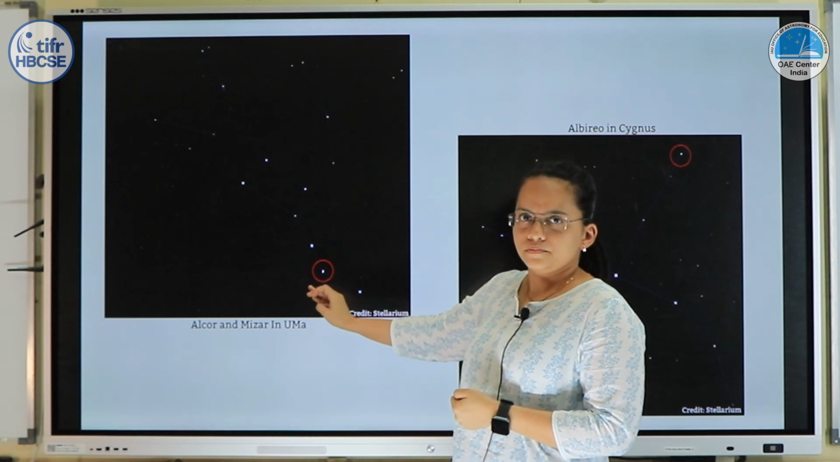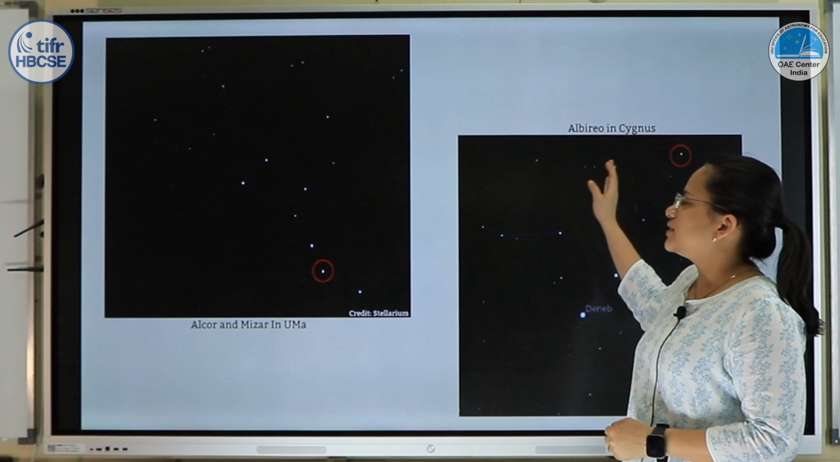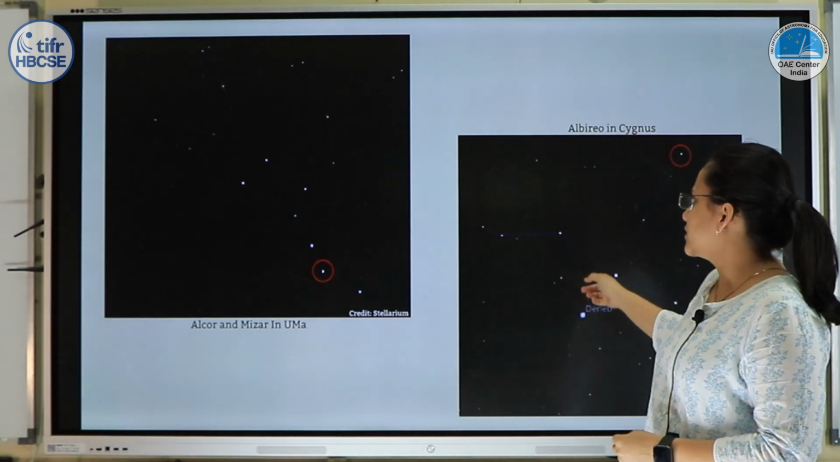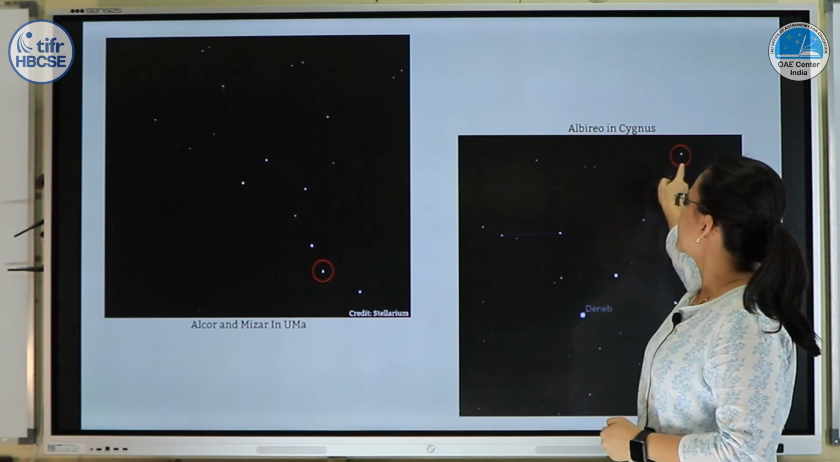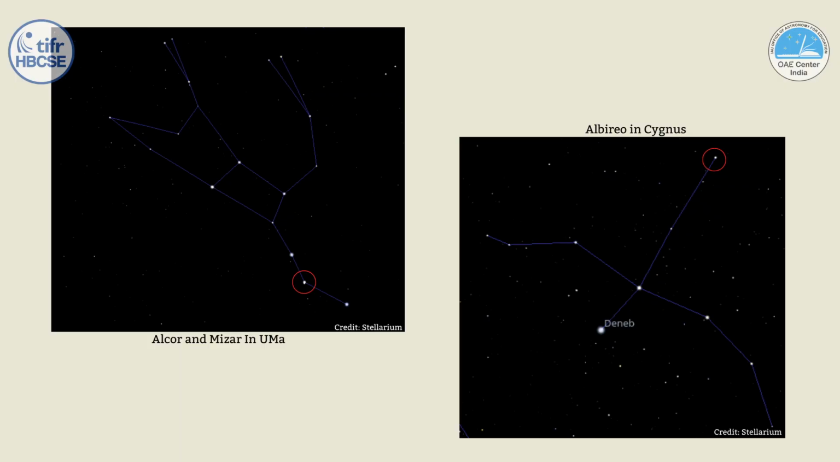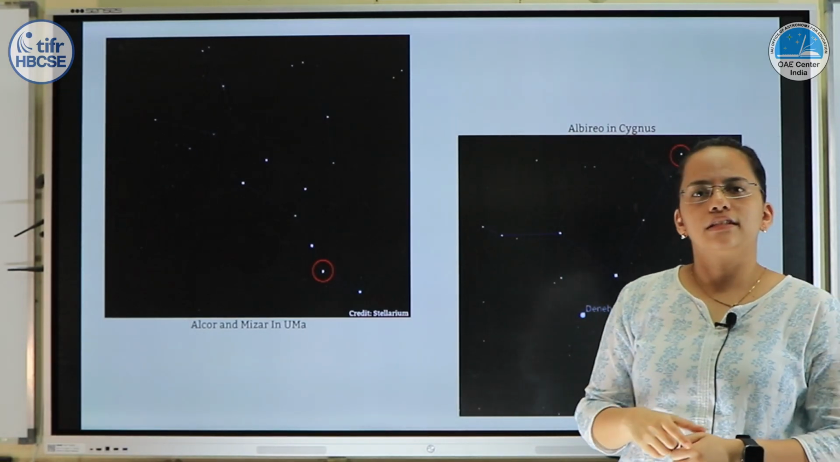one is Alcor. The other example that I gave was about the star Albireo in the constellation of Cygnus, the swan. The beak of the swan is actually the star Albireo, and if you focus your telescope on this star, you will actually see two stars. As I said, one of them is golden and the other one is greenish blue.